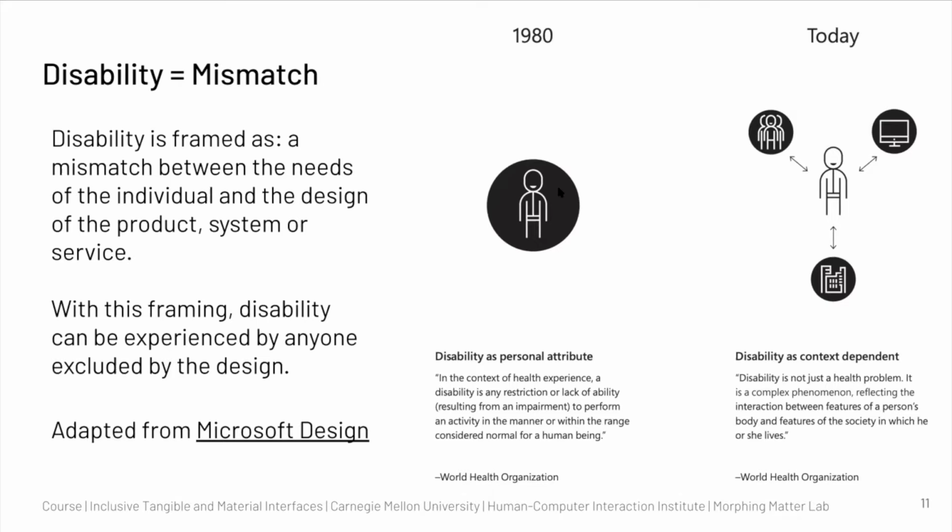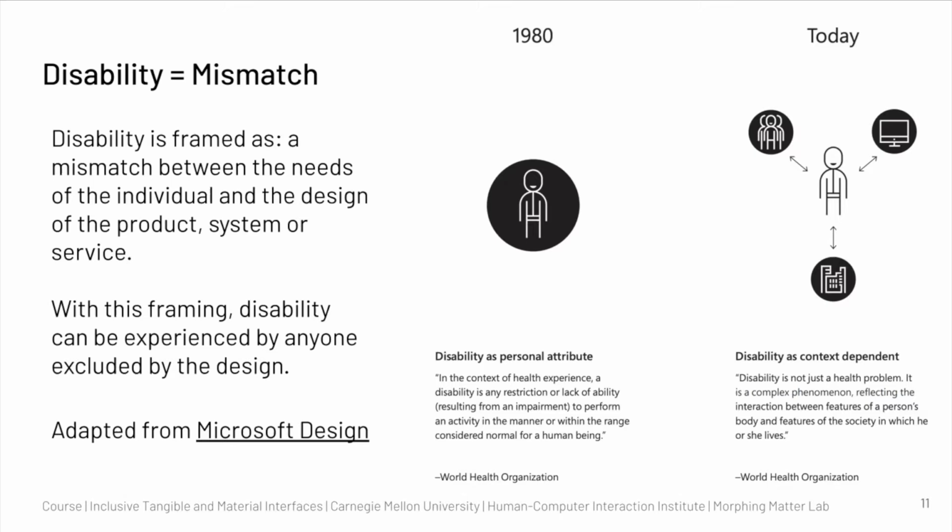This comes to a very, very important concept. And again, in my study, when I prepared the lecture slides, almost all the inclusive design books and lectures talk about this concept. So it's very important for us to recognize disability is a mismatch. Disability is framed as a mismatch between the needs of the individual and the design of the product, system, or services. And in this framing, disability can be experienced by anyone excluded by the design.